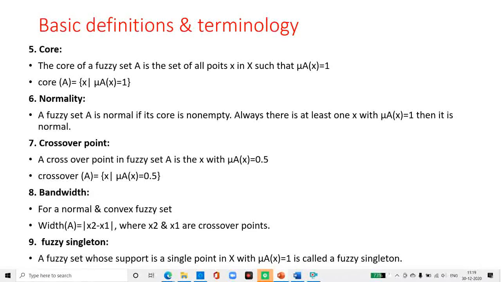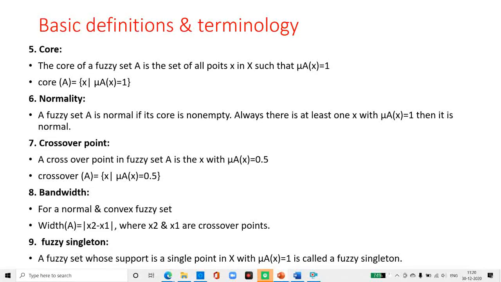Bandwidth: for a normal and convex fuzzy set, width A is equal to x2 minus x1, where x2 and x1 are the crossover points. If you are getting two crossover points, then we find the bandwidth for that particular set, that is x2 and x1. The width A is the difference between x2 and x1, the two crossover points. Then the fuzzy singleton: a fuzzy set whose support is a single point in X with mu of A of x equal to 1 is called a fuzzy singleton.